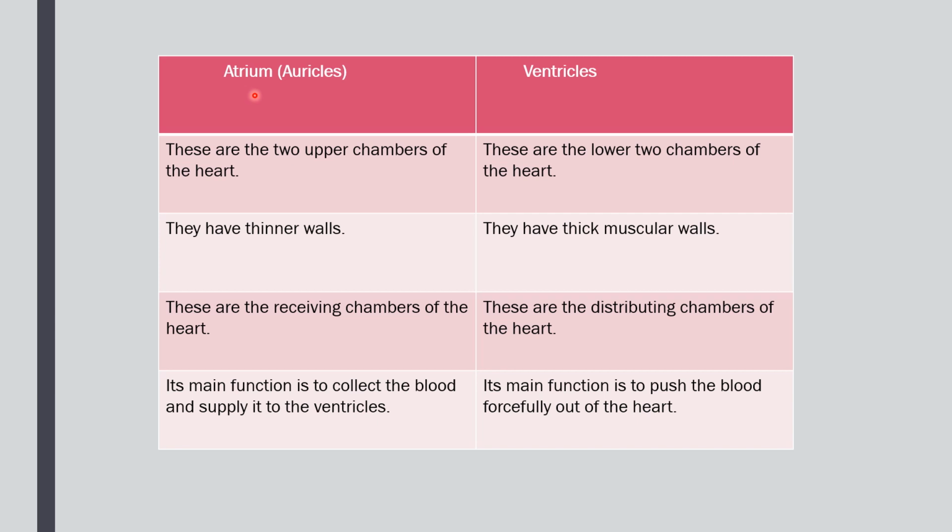Distinguishing points between the atrium, which are also called the auricles, and the ventricles. The upper two chambers of the heart are the atrium or the auricles, whereas the lower two chambers of the heart are called the ventricles. The atrium have thin walls because they just have to pump the blood from the atrium into the ventricles. But ventricles have thick muscular walls because they have to pump blood to the different parts of the body against the force of gravity. The atrium are called the receiving chambers of the heart, whereas the ventricles are called the distributing chambers of the heart.